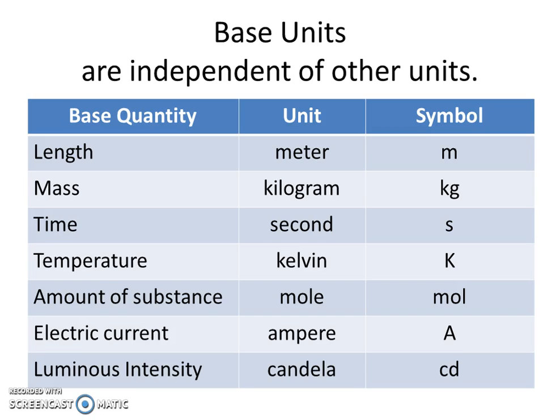For example, in length, the meter can be subdivided into 100 equal small units, the centimeter. It can be further divided into 1,000 small units, the millimeter. If we decided to go larger, we could have 1,000 meters, which we would refer to as the kilometer. The base unit for length, obviously, is meter.